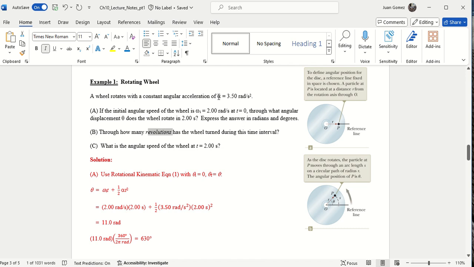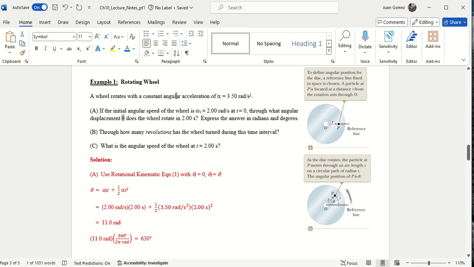So we have alpha is 3.50 rad per second squared. When t is equal to 0, omega I, the initial angular speed, is 2 radians per second. I want to know after 2 seconds, when t is equal to 2 seconds, what is theta? Then part B, how many revolutions has it made during that 2 seconds? And then after 2 seconds, what is omega final?